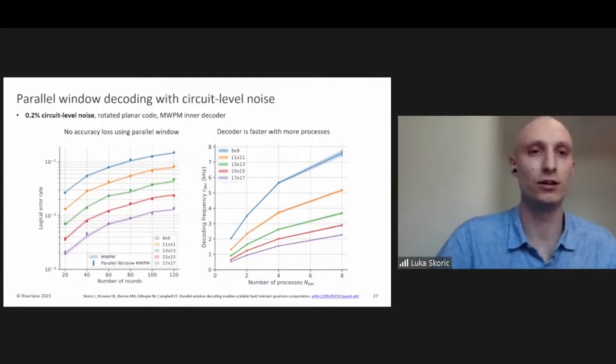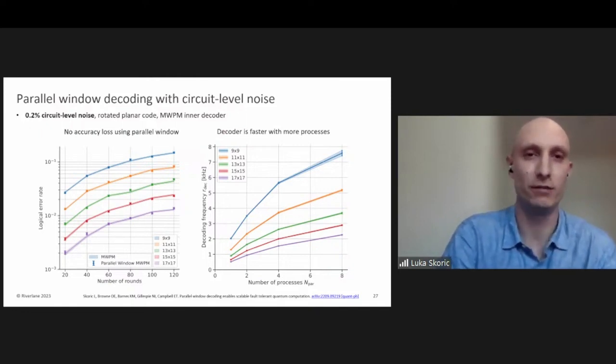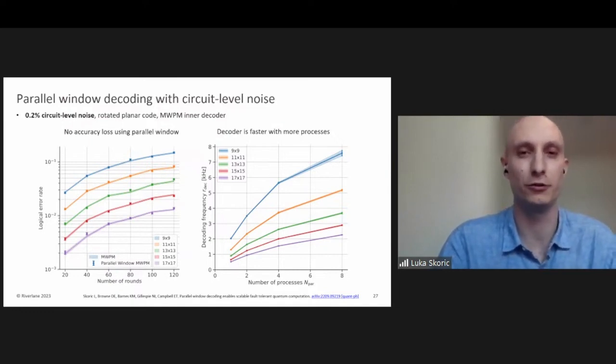We've also done these simulations on circuit level noise, which is more realistic. And again, we see similar results: on the left plot, there is no drop in logical accuracy as the points match the lines. And on the right, as we increase the number of processes, the decoding speed increases. There is some sublinearity here, but we expect this is mainly due to software overheads in parallelization in Python. But if this was implemented in a hardware decoder, we would expect very low overheads and to be able to scale to many processes before we hit any sublinearity.